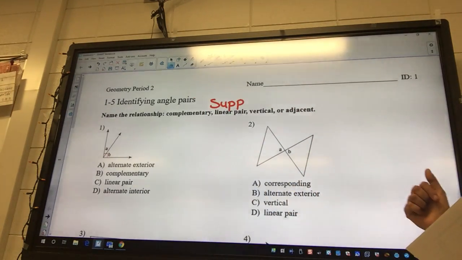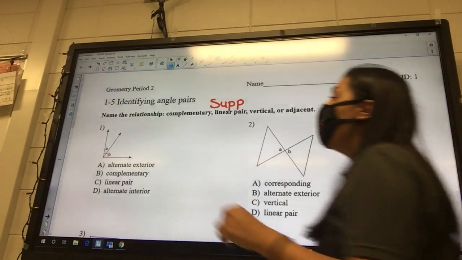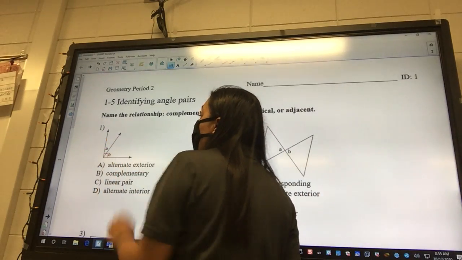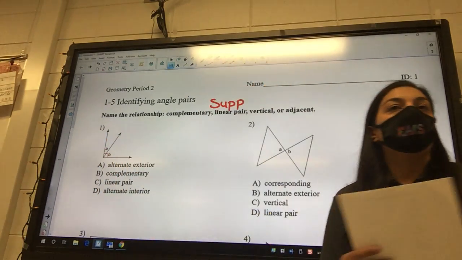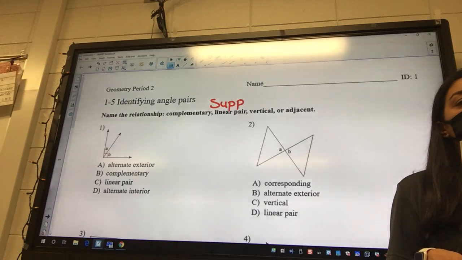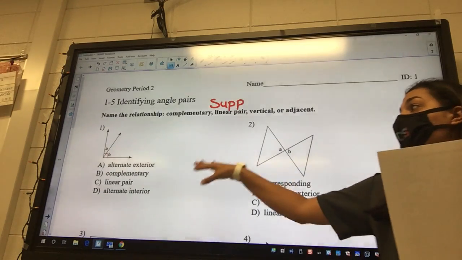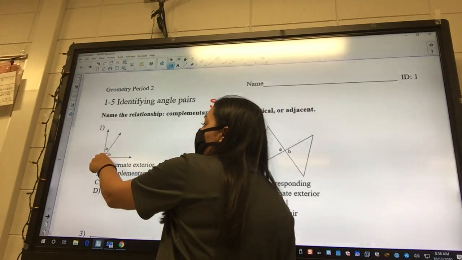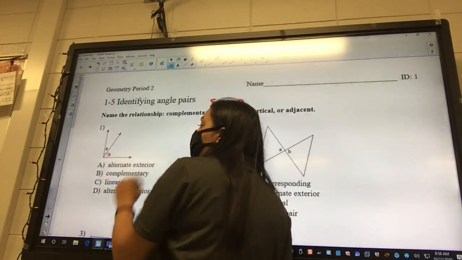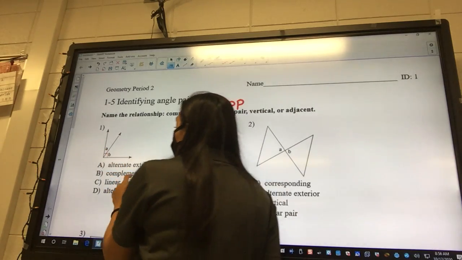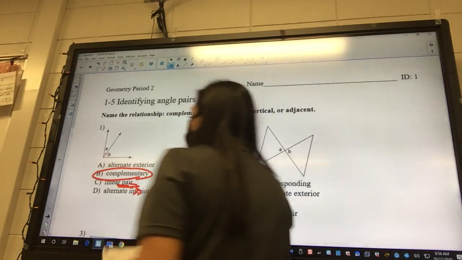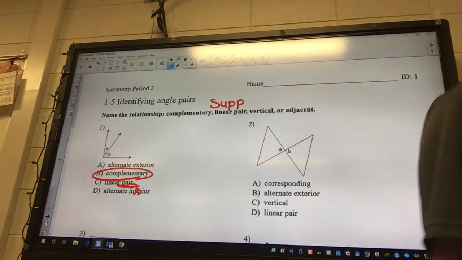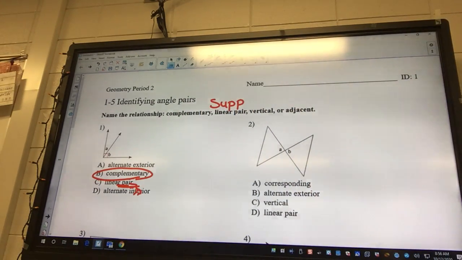Okay, so if we look at angle 1, I have A and B, and they add up to what? What type of angle is this one? Complementary. It's going to be complementary because it adds up to a right angle. We have this one, and they both equal a right angle. So it's going to be complementary. Okay, let's look at 2.